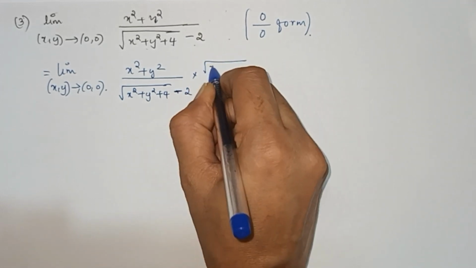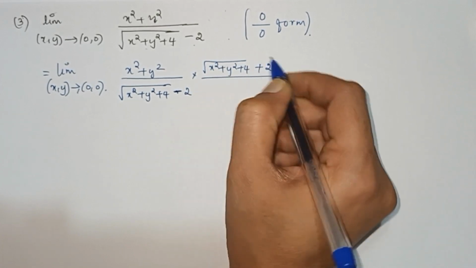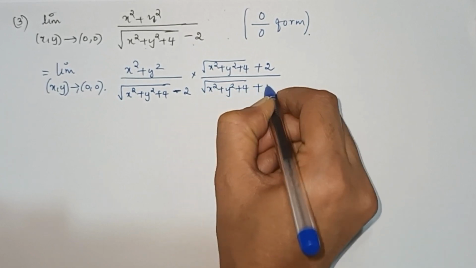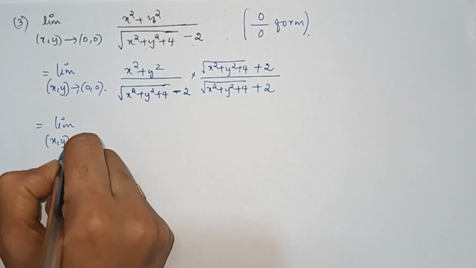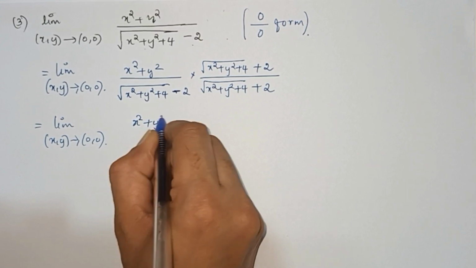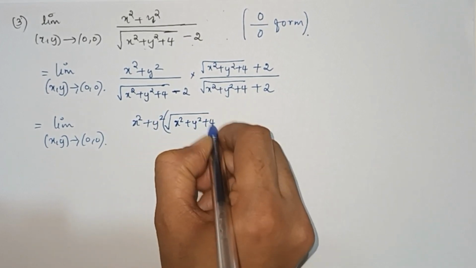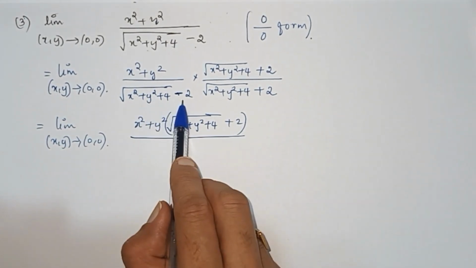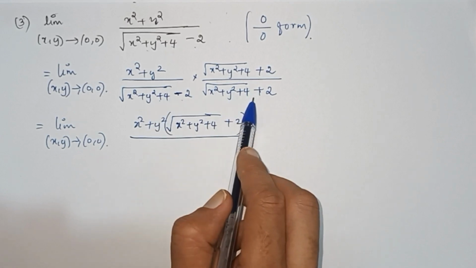That is square root of x square plus y square plus 4 plus 2, divided by square root of x square plus y square plus 4 plus 2. Now let us simplify this further. Limit (x, y) tends to (0, 0), x square plus y square into square root of x square plus y square plus 4 plus 2, whole divided by, this is (a plus b) into (a minus b) form.